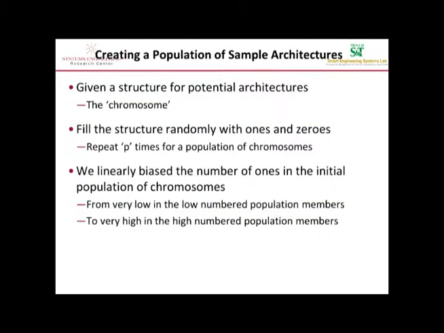So what we're assuming is that you have a structure for the potential architectures. We're talking about the systems and their first order interfaces. That's our structure. And that's represented in a chromosome of bits, ones and zeros, whether the system is there and the interface to another system is there. And for the genetic algorithm portion of it, we randomly fill that structure with ones and zeros. And we make a population of that numerous times up to p.